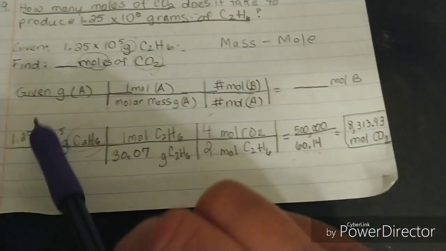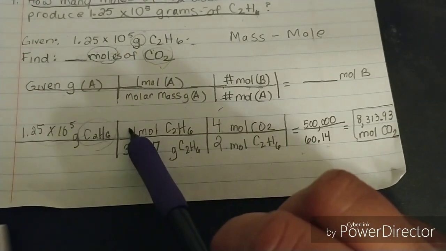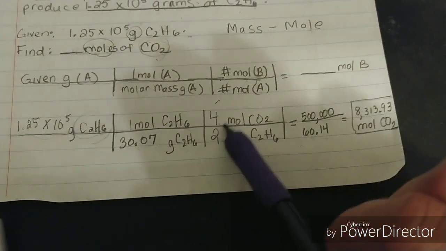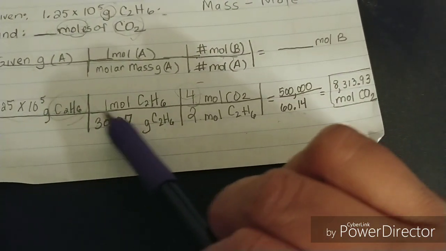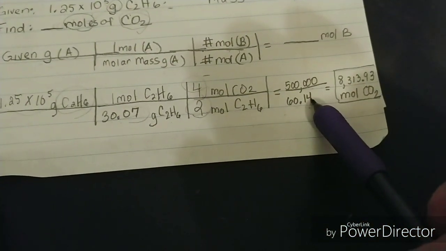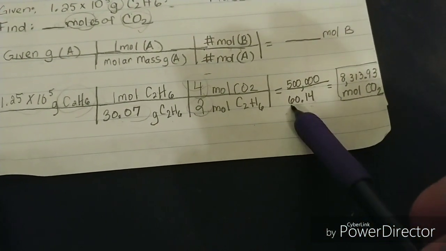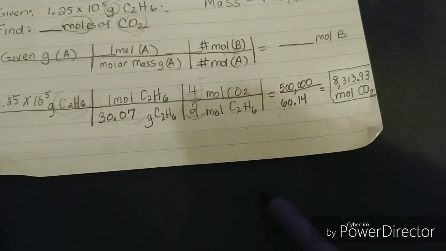And just in case you missed it, again, you're going to take this number, multiplied by this number, multiplied by this number to get this answer. You're going to take this number, multiply by this number to get this answer, and now take the top answer divided by the bottom answer to get your final moles of CO2.